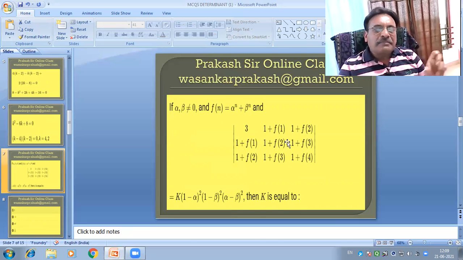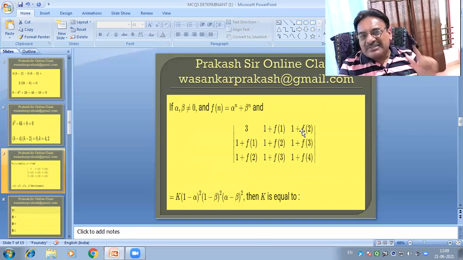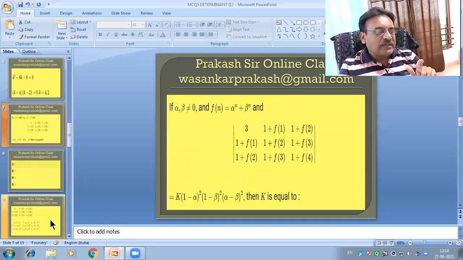So after putting this, the determinant can be written with first row 1 plus 1 plus 1. 1 plus f of 1, that is 1 plus alpha plus beta. 1 plus alpha square plus beta square. 1 plus alpha plus beta, f of 1. 1 plus f of 2, here we put alpha square plus beta square. 1 plus alpha cube plus beta cube. Here 1 plus alpha square plus beta square. 1 plus alpha cube plus beta cube. 1 plus f of 4, so we get alpha to the power 4 plus beta to the power 4. After putting this, we get this.